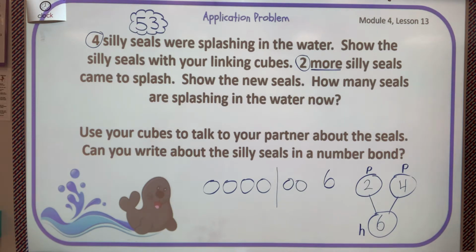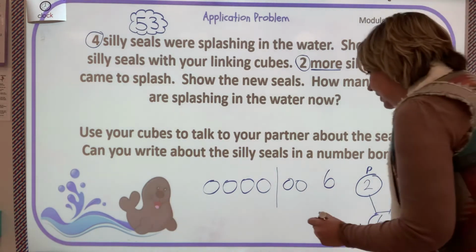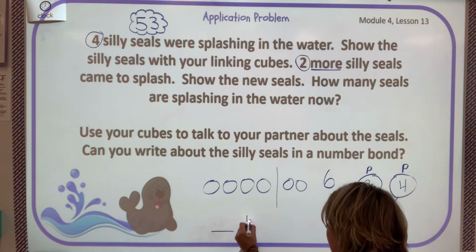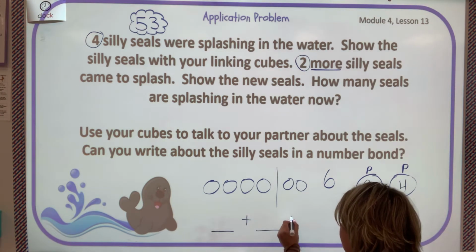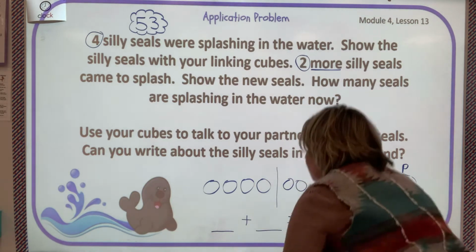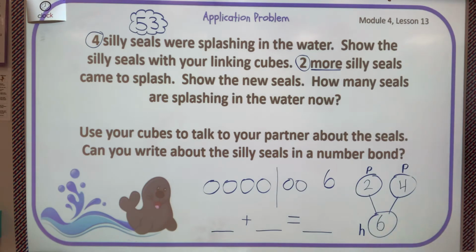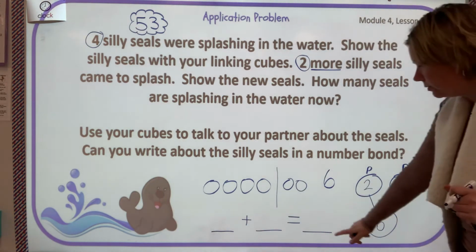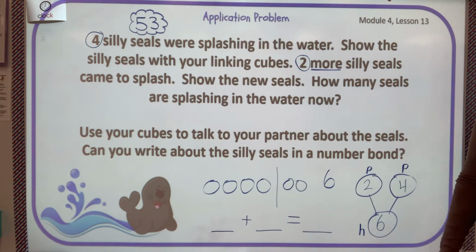Let's take it a step even further. I want to write a number sentence. So I'm going to start down here. Blank plus blank equals blank. When we have an addition number sentence, where does the whole go? What symbol does it go next to? Does the whole go next to the addition, or does the whole go next to the equal sign? Where does the whole go?